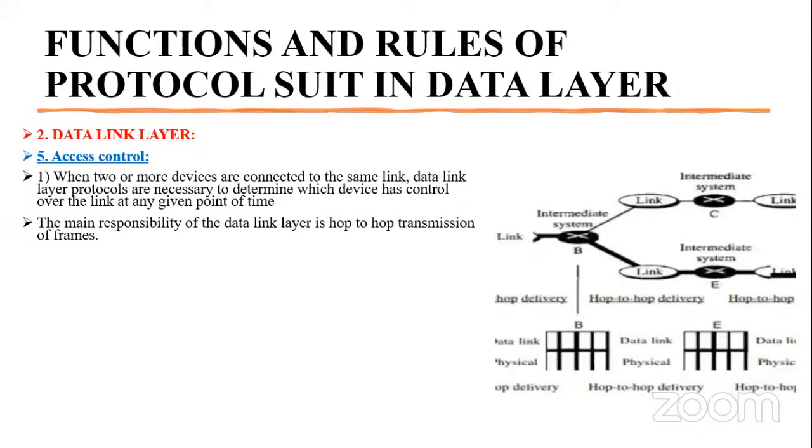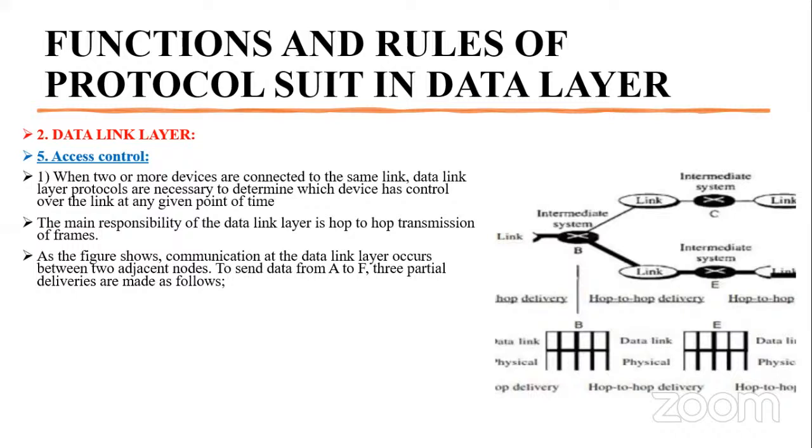So between one hop and another hop, the data link layer takes care that data frames are transmitted in the correct way without getting lost. So in the figure, the communication at the data link layer occurs between two adjacent nodes to send data from A to F. Three partial devices are made as follows. First, data link layer at A.